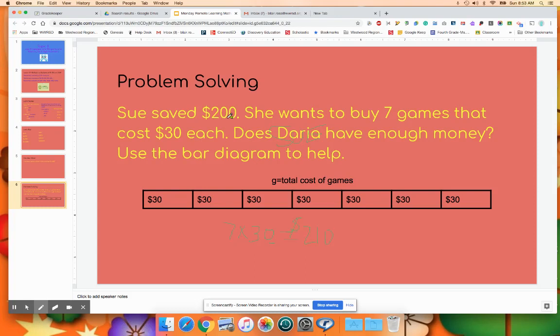Does she have enough money? No, she only has $200. Okay? All right, guys, I think you got this today. Just remember your basic facts and the rules for adding a zero.